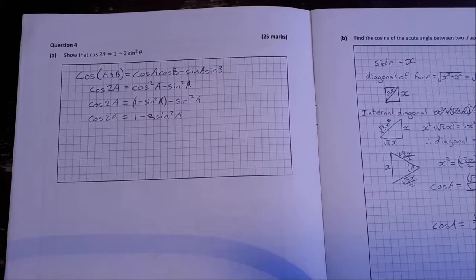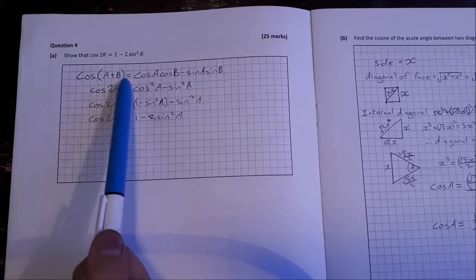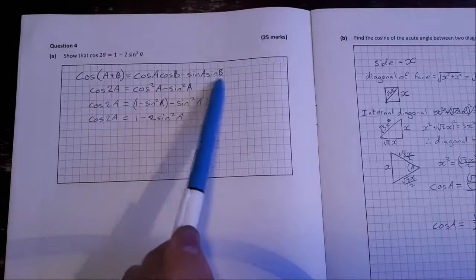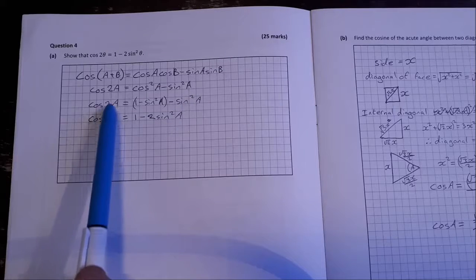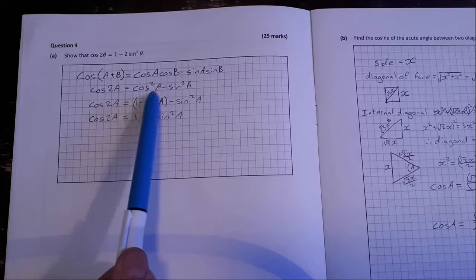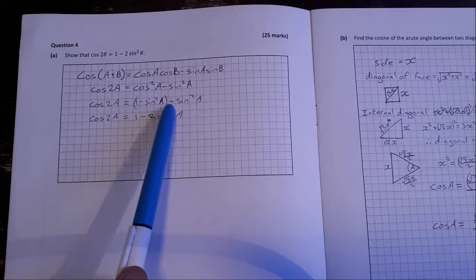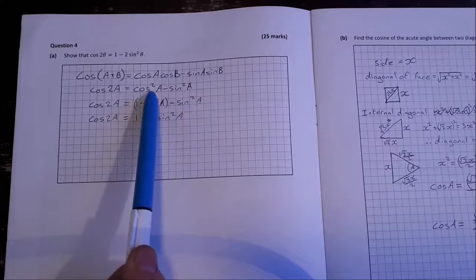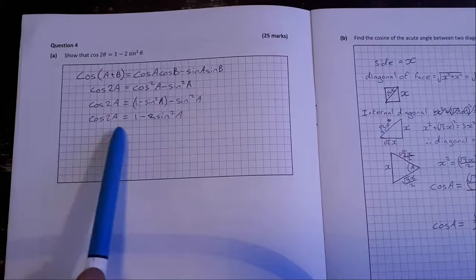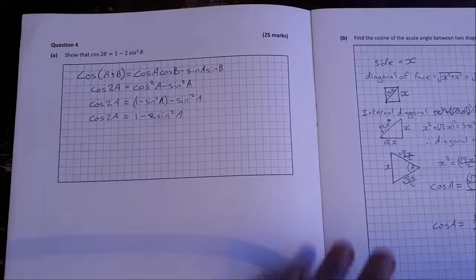Question 4. Show that cos 2 theta is equal to 1 minus 2 sine squared theta. So this is using your identities from the log tables. Cos of a plus b is equal to cos a cos b minus sine a sine b. A is equal to b in this case, so cos of 2a is equal to cos squared a minus sine squared a. So the cos of 2a is 1 minus sine squared a minus sine squared a, letting cos squared equal 1 minus sine squared. So that's 1 minus 2 sine squared a as required.